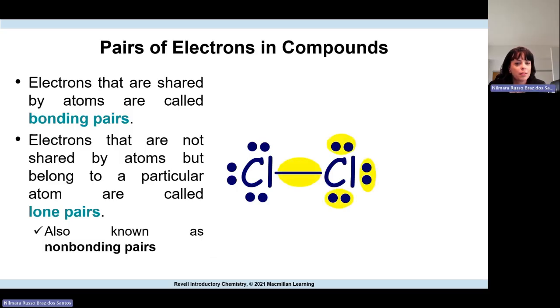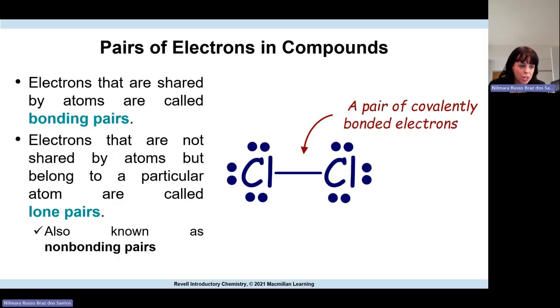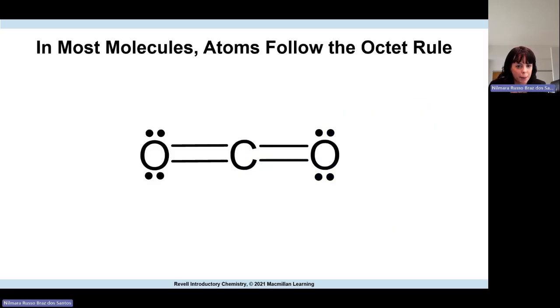So here we have the bonding, a pair of covalent bond electrons, and here we have a lone pair of electrons. Let's look at those here. In most covalent bonds, covalent molecules and polyatomic ions, all atoms follow the octet rule.